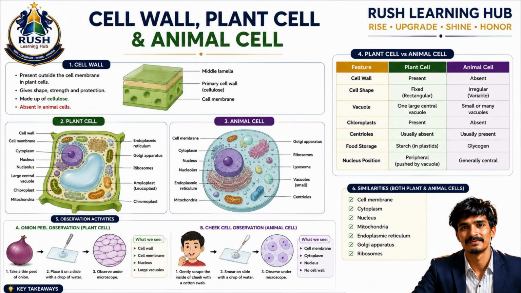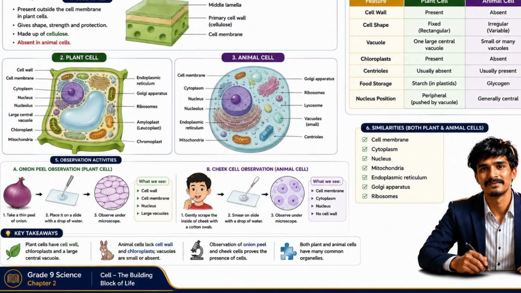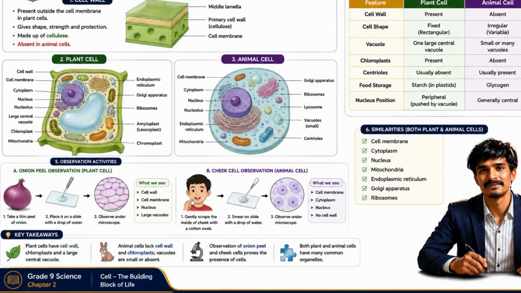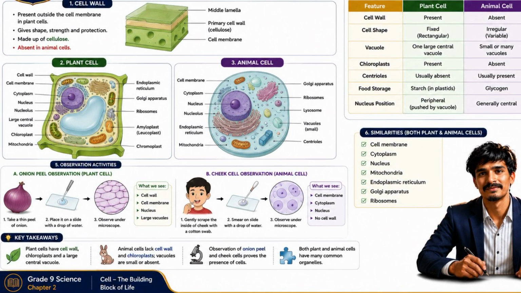Another characteristic feature of plant cells is the presence of a large central vacuole. This vacuole stores water, food, minerals, and waste materials. It also helps maintain the turgidity of the cell, keeping the plant upright and firm. Now let us look at the animal cell. Animal cells are generally round, oval, or irregular in shape because they lack a rigid cell wall. Like plant cells, animal cells also contain a cell membrane, cytoplasm, nucleus, mitochondria, ribosomes, endoplasmic reticulum, and Golgi apparatus.